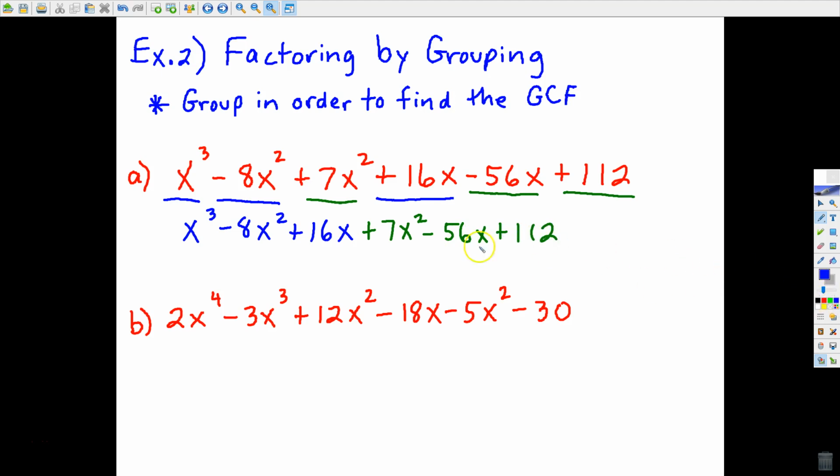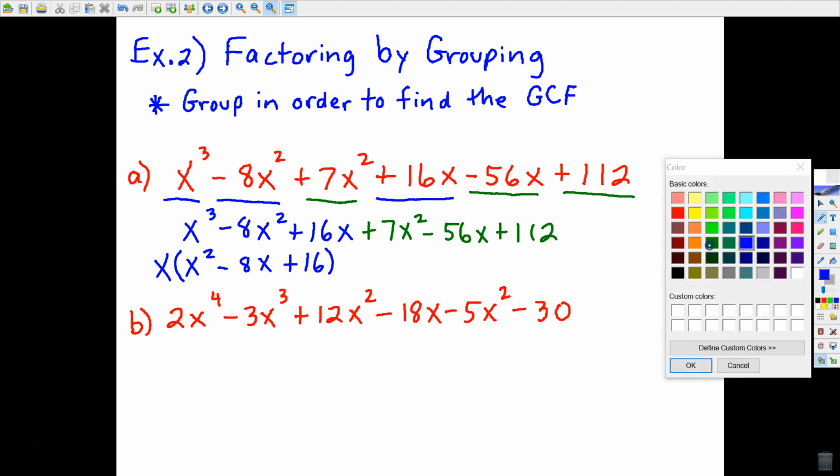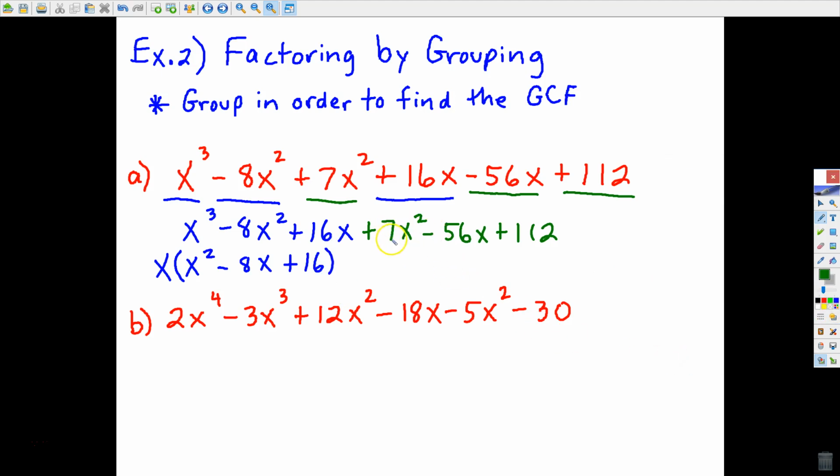Okay, now let's go to the blue group and let's factor out that GCF that we said they had in common. That would be x. And the other factor would be x squared minus 8x plus 16. All right, jump over to the green group, and we said that right off the bat we noticed that 7 divides into each one of these numbers, so we're going to use 7 as the GCF, and now divide x squared minus 8x, and if you divide 7 into 112, that's 16.